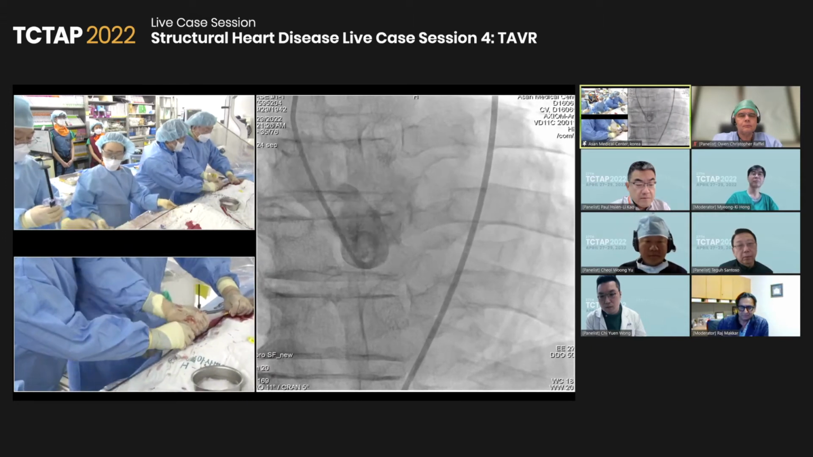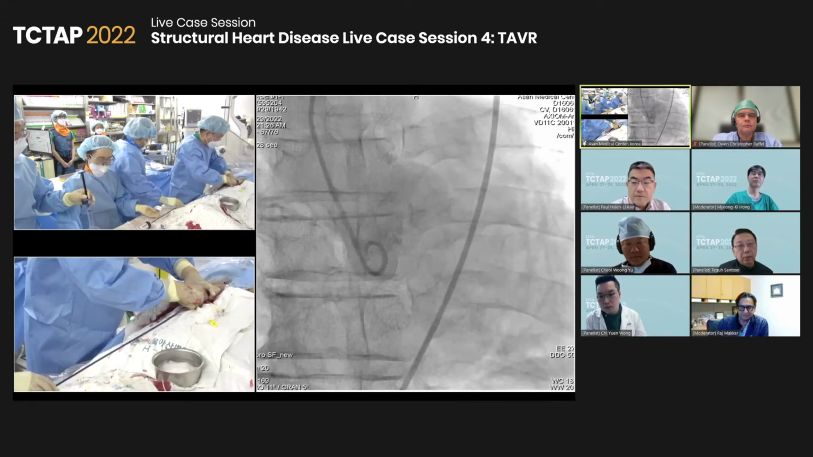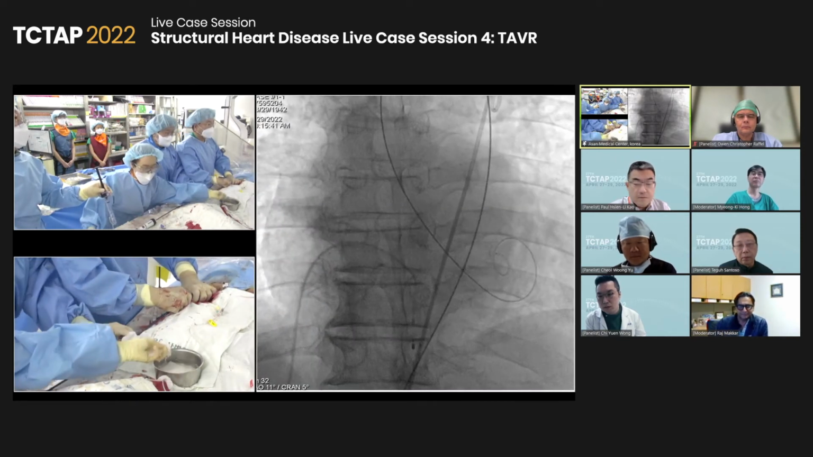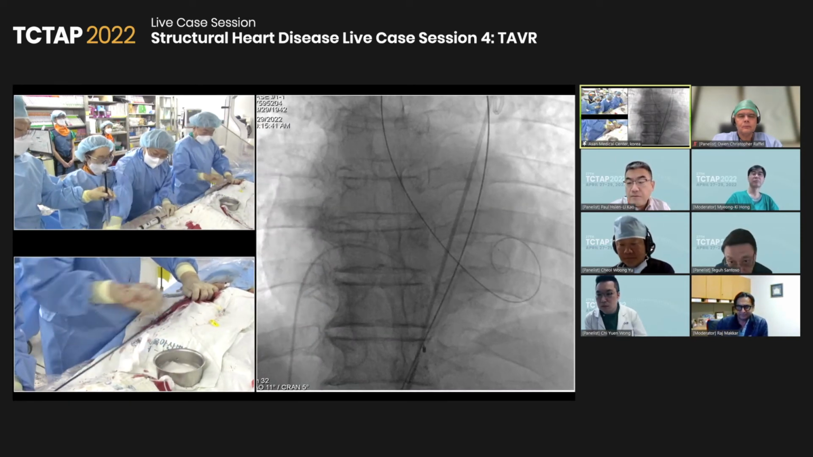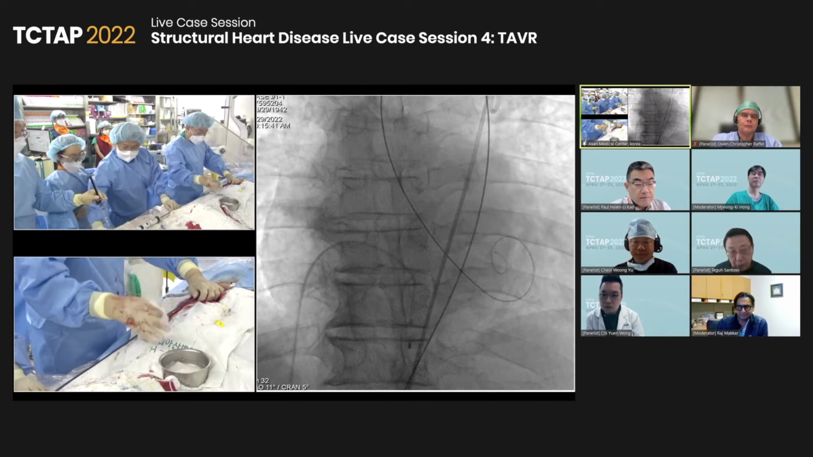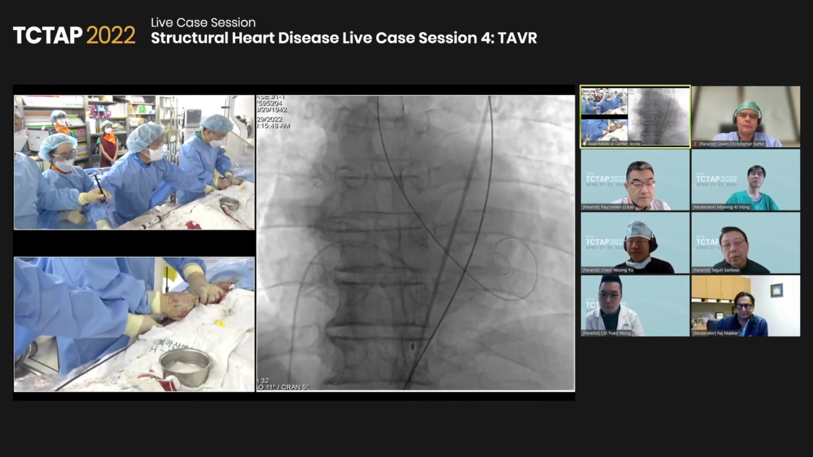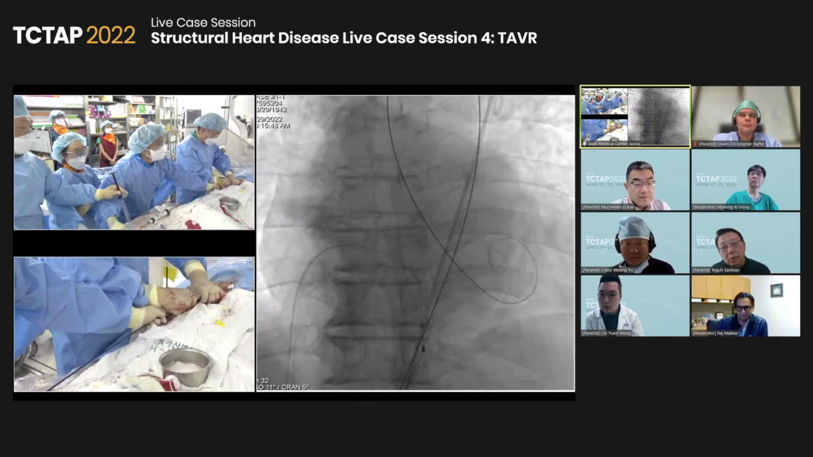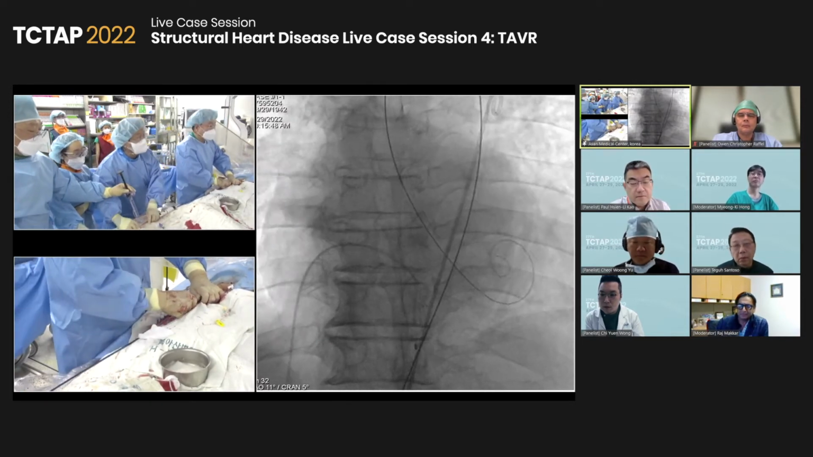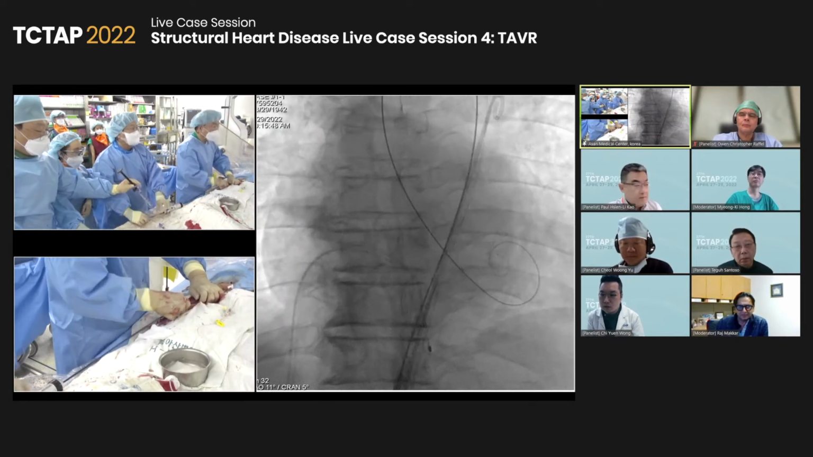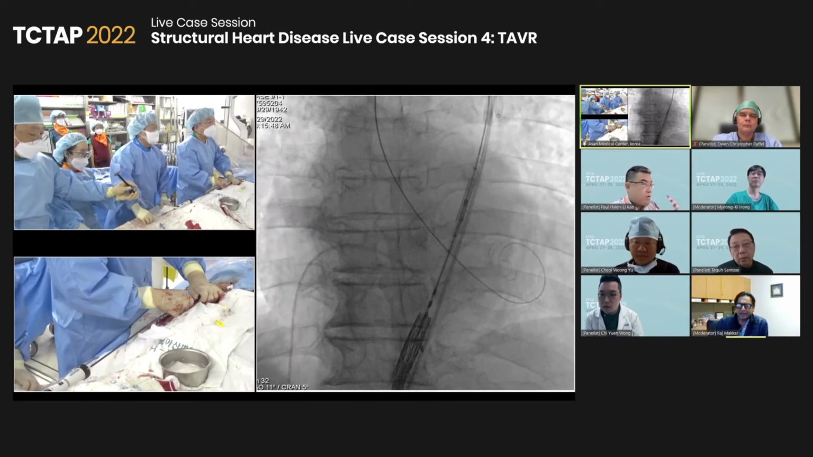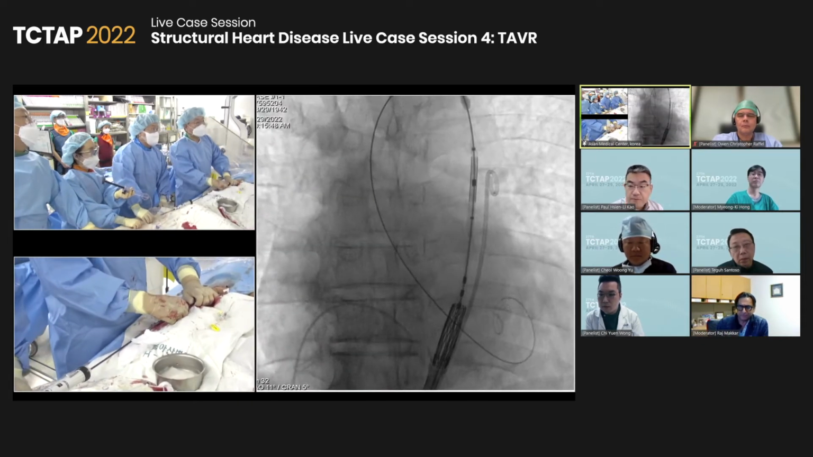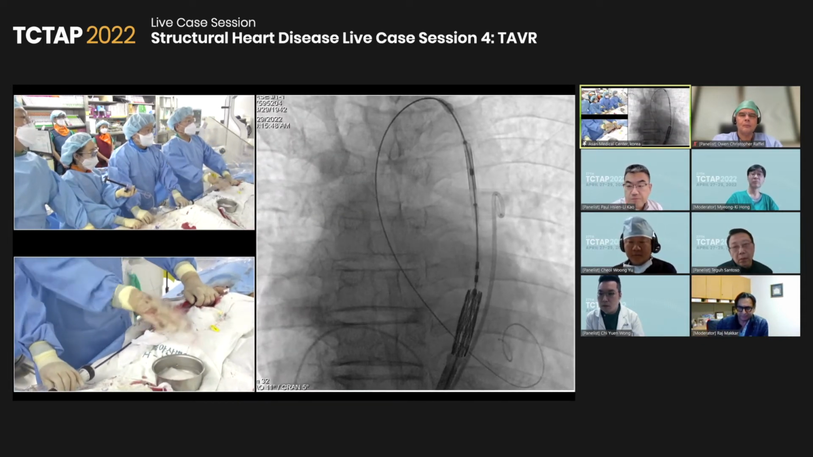And if you see the annulus long diameter by CT findings, it's almost more than 30. So I'm not too much concerned. 29. So what wire do you have in the LV? Safari wire. All right, Safari.